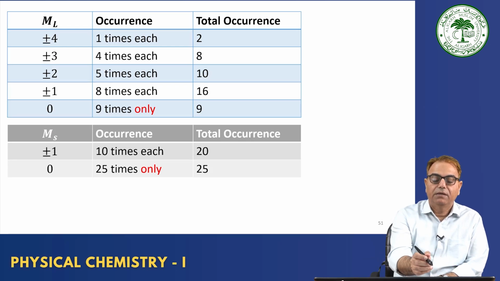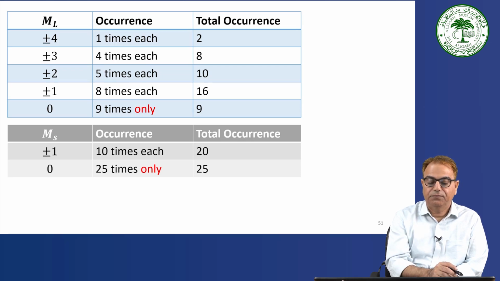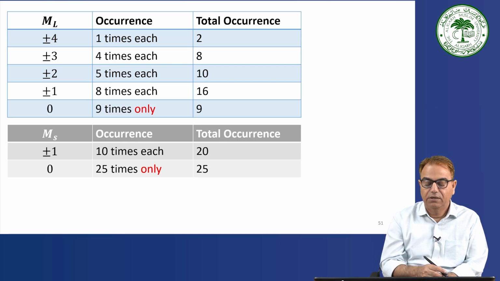For ml, the number of occurrences is given as 1 time each, 4 times each, 5 times each, 8 times each, and 9 times only. ml is equal to 0. For ms, you get ±10 times each, and 0, 25 times only. If you sum all these together, what do you get? The total you get is 45 here.